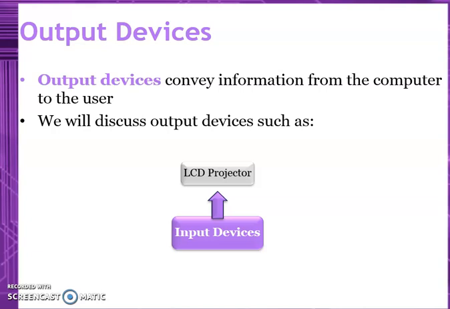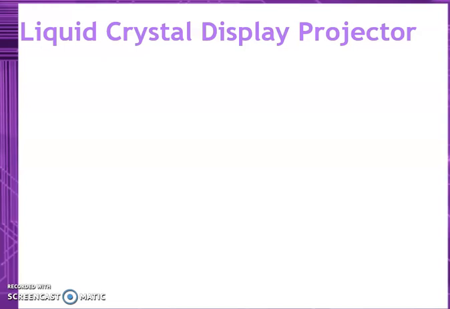So your output devices, by mistake it is written as input device. It's basically output devices: your Braille printer, your plotter, your LCD projectors. You are all very familiar with LCD projectors. These are used in schools, colleges, universities, and in every field for showing presentations, displaying projects, and a lot of tasks.